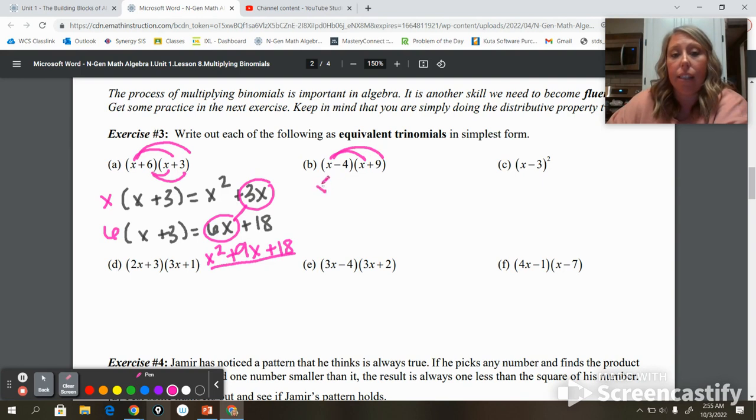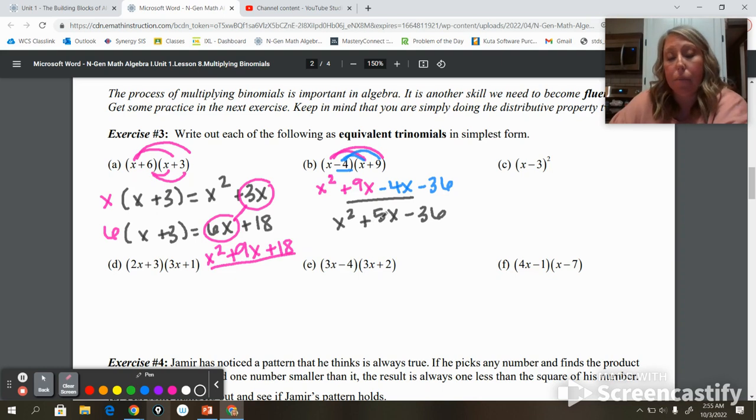X times X, that's X squared. X times 9, that's positive 9X. Okay, and then we've got to do the same thing with the negative 4. Negative 4 times X is negative 4X, and negative 4 times 9 is negative 36. So for your final step, you're just going to not multiply, you're going to combine right there in the middle. Your like terms are side by side. 9X minus 4X is 5X. So your final answer is X squared plus, because that was positive, 5X minus 36.